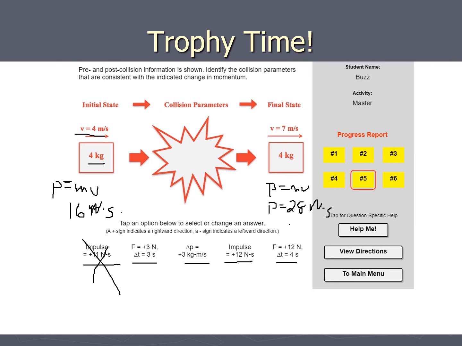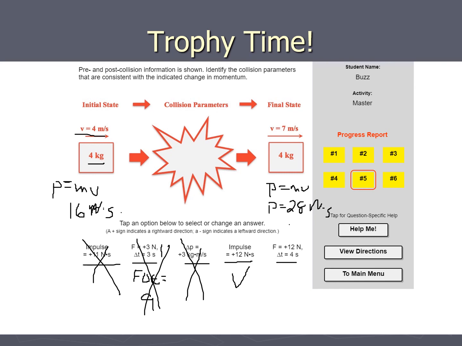Oh, as force and time. To turn force and time into Newton seconds, you've got to multiply them. Remember, the change in momentum is the force times the change in time. So, in this case, 3 times 3 is 9. 9 is not 12. It's not that one. The change in momentum, it's not 12. It can't be that one. It's got to be this one.